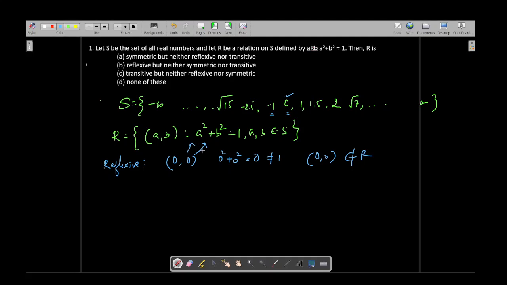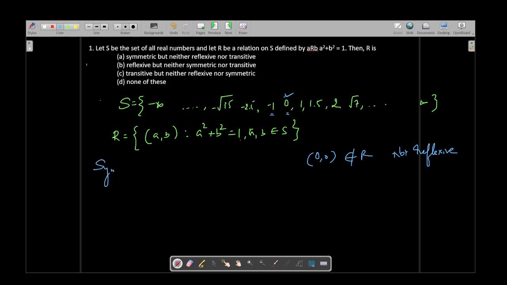So you cannot put 0 comma 0 here because 0 comma 0 does not satisfy this condition. So even one element cannot be paired with itself, and this is enough for us to say it is not reflexive. Let us check the second property, which is the symmetric property.